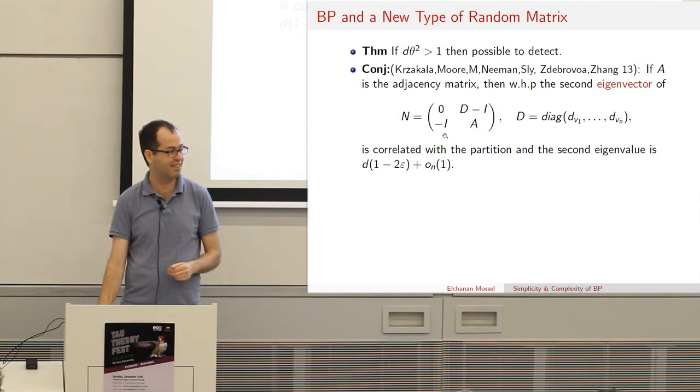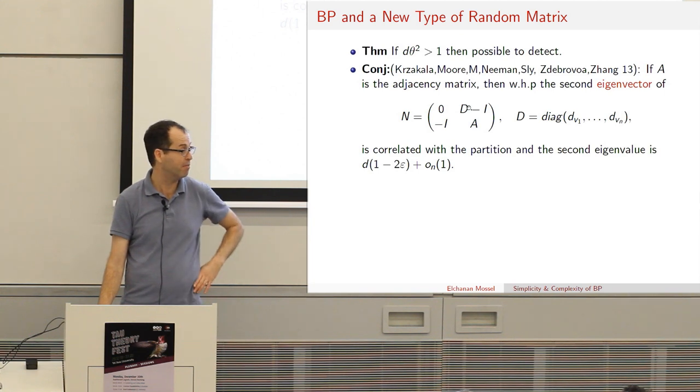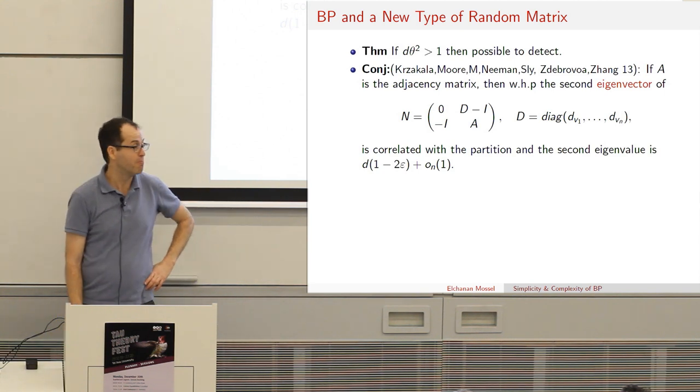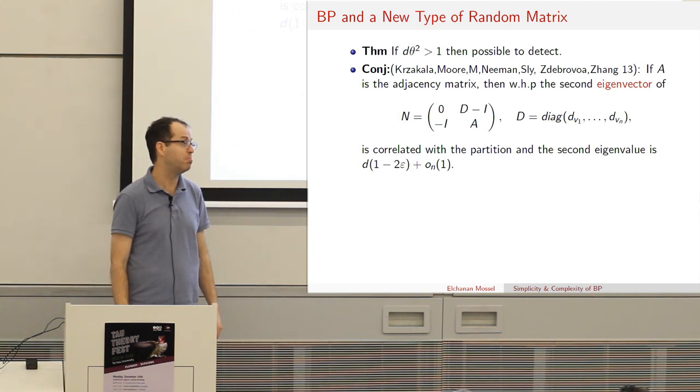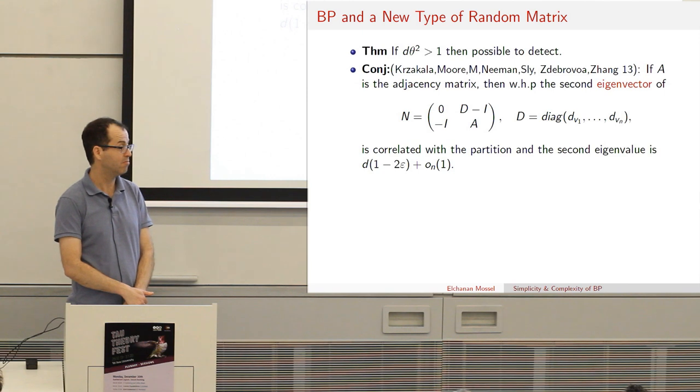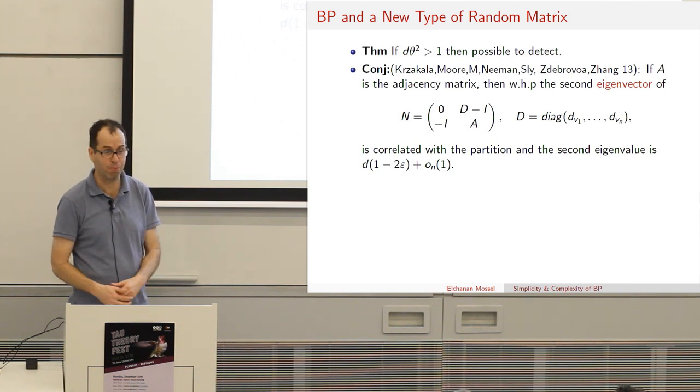It has zero, okay, zero we don't care about. It has minus the identity here, and here it has a diagonal matrix where the ith entry is the degree minus 1. And if you look at the leading, the second eigenvector of this matrix, the second eigenvector of this matrix is correlated with the partition. Okay, so now this is proven.